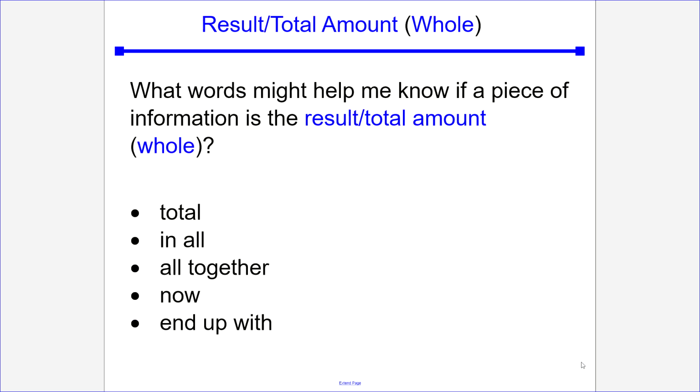There are some words that can help you know if a piece of information is a result amount or total amount, the whole. When you see the word total, that tells you that the amount is the result amount or the whole. The words in all, together, now, and end up with can also help you know that a piece of information is the result amount or the whole in a put-together problem.